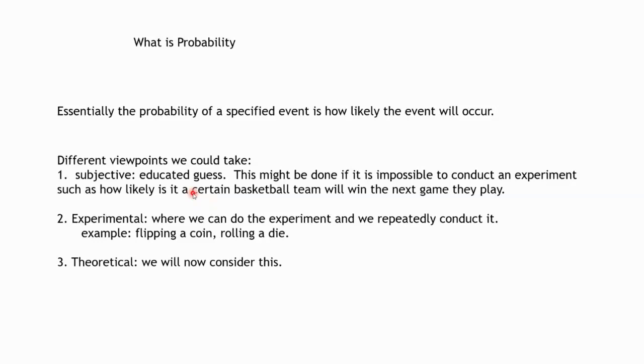Experimental you can do. With computers especially, one can consider the experimental view. If you want to calculate how likely something is to happen, you can repeat the experiment as many times as you like. Like with flipping a coin, how likely is it that the coin will land heads up? Or when you roll a die, how likely is it that you're going to roll a 1? And then there's theoretical probability. That is what we're going to focus on here.